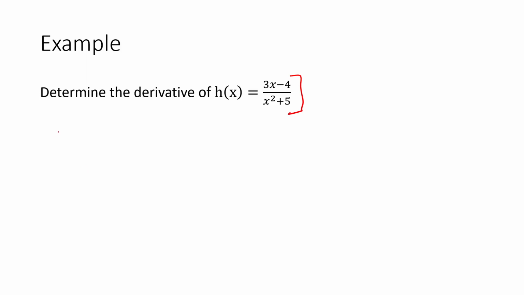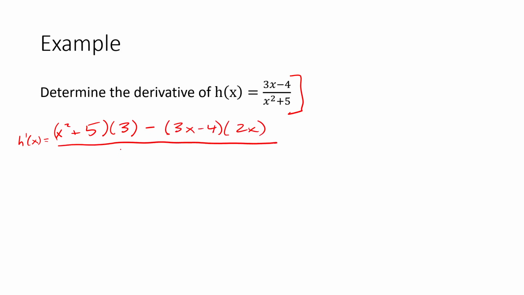Well, we're just going to say that that derivative is equal to the denominator times the derivative of the numerator minus the numerator times the derivative of the denominator, over the denominator squared.